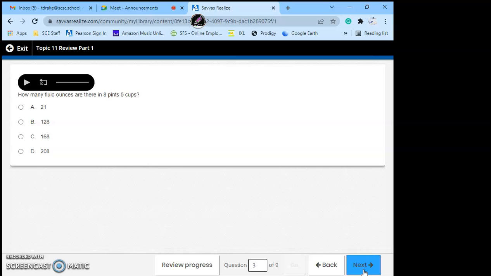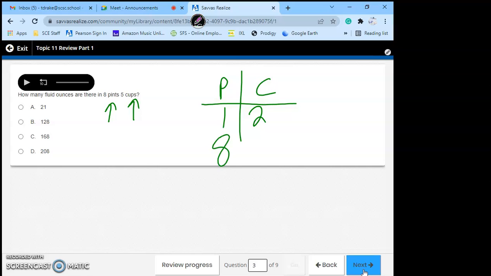How many fluid ounces are in 8 pints, 5 cups? So I have 8 pints and 5 cups. I need to turn them into ounces. Well, the first thing I need to do is turn my pints into cups. 1 pint equals 2 cups. I have 8 pints. How do I get from 1 to 8? Times 8. 8 times 2 is 16 cups.